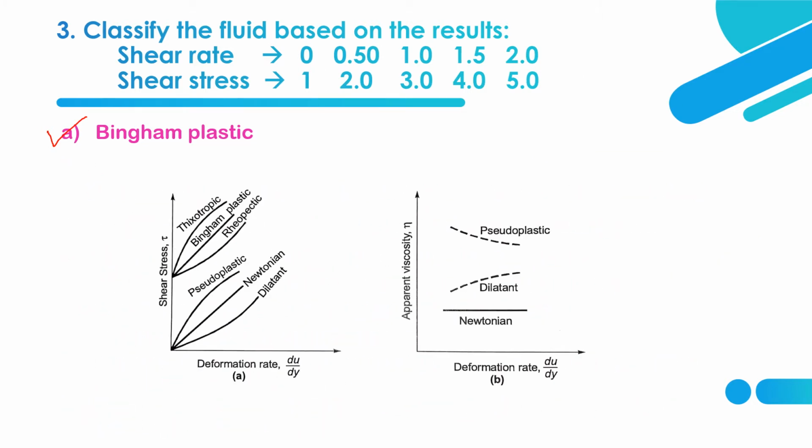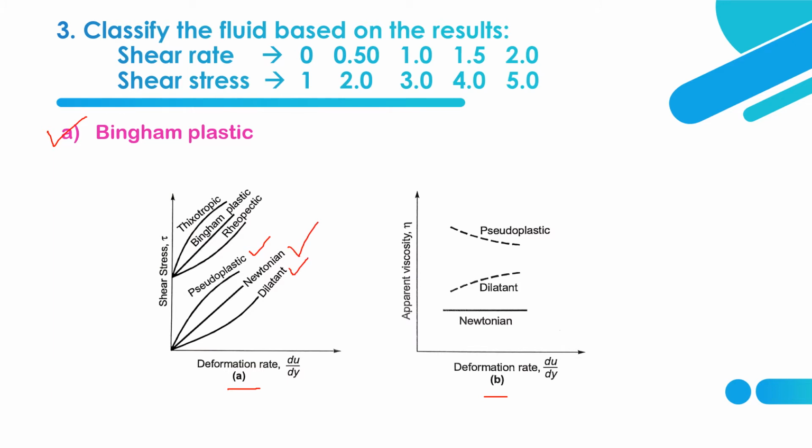So this is the graph you can refer. Shear stress versus deformation rate, and apparent viscosity versus deformation rate. Deformation rate is nothing but the shear rate, or we can say velocity gradient. There are various names for this: du by dy, change in velocity with respect to change in the length, dy. So here you can see pseudoplastic, n is less than 1, n is greater than 1 for dilatant.